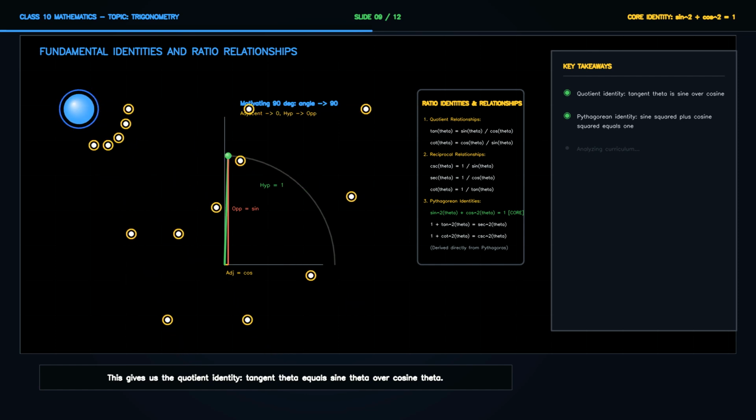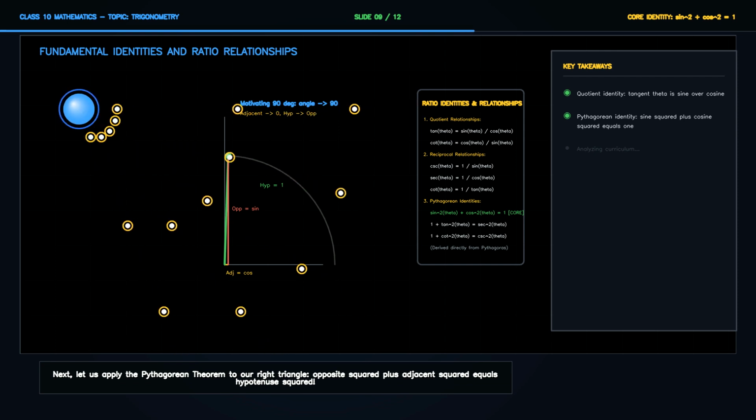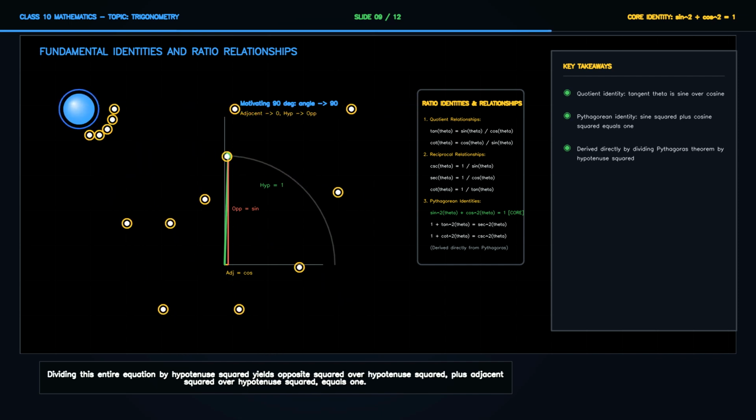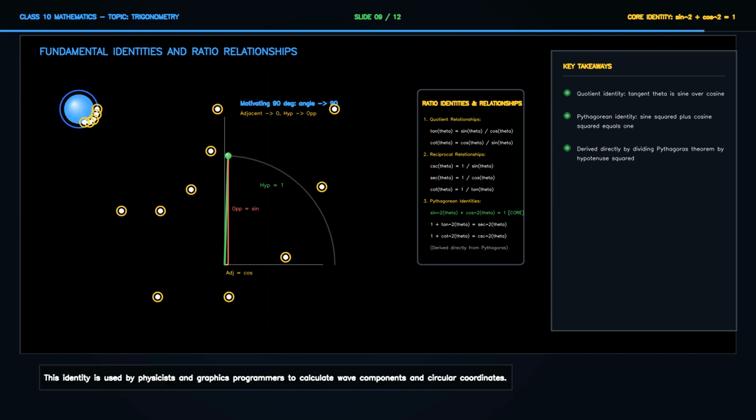Next, let us apply the Pythagorean theorem to our right triangle. Opposite squared plus adjacent squared equals hypotenuse squared. Dividing this entire equation by hypotenuse squared yields opposite squared over hypotenuse squared plus adjacent squared over hypotenuse squared equals 1. Since opposite over hypotenuse is sine and adjacent over hypotenuse is cosine, we derive the classic Pythagorean identity, sine squared plus cosine squared equals 1. This identity is used by physicists and graphics programmers to calculate wave components and circular coordinates.